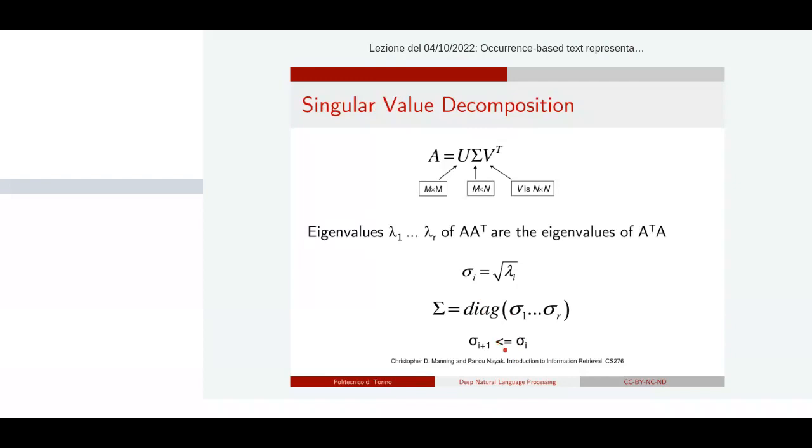For our convenience, we can sort the eigenvalues in a decreasing order. So the ones occurring in the first row, the top row of the diagonal matrix, will be the most important topic. Sigma 1 is higher than sigma 2, then sigma 3, and so on.